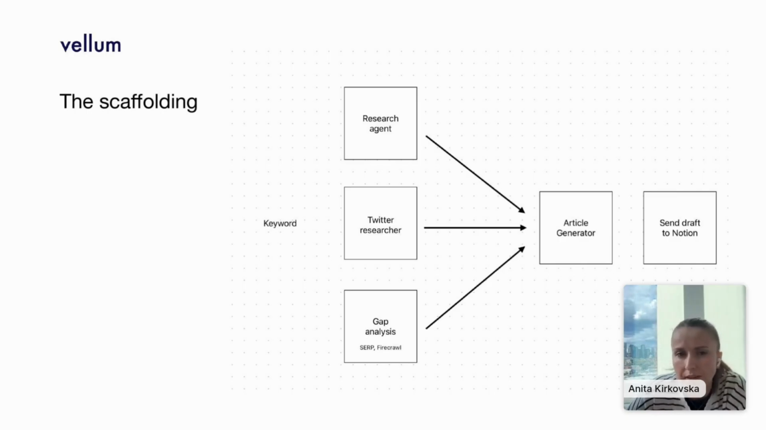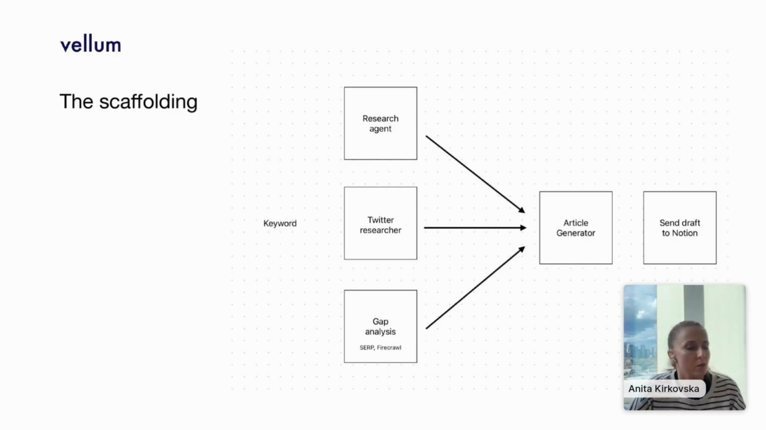So let's say that you have identified a keyword. Oh, I see Carolyn here in the comments. Hi, Carolyn. Let's say that you have identified a keyword. The keyword is "what is prompt engineering", right? The first approach that a marketer takes is this third component here, which we call the gap analysis agent.